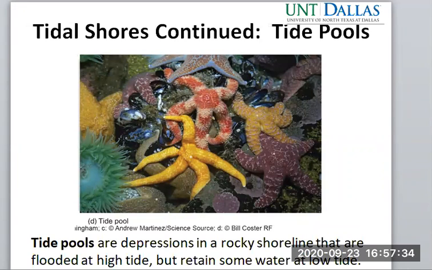Tide pools are depressions in a rocky shoreline that are flooded at high tide, but they retain some water at low tide. These areas remain rocky, whereas the wave action prevents most plant growth or sediment accumulation. Extreme conditions with frigid flooding at high tide and hot, desiccating sunshine at low tide make life impossible for most species. But the specialized animals and plants that do occur in this rocky intertidal zone are astonishingly diverse and beautiful, like here you can see in this picture.